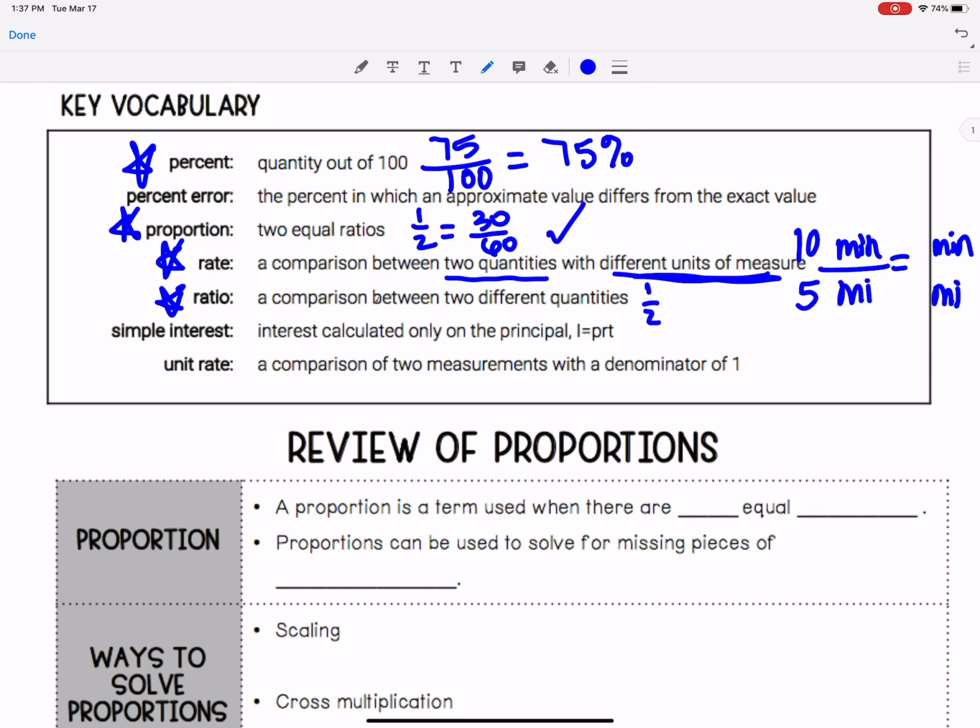And then unit rate is a comparison of two measurements with a denominator of 1. So that means, how much does one thing cost, or anything that has 1 as the denominator. So I know each cookie that I buy is going to be $2, so the price per cookie would be $2. That's just another quick example. It's anything that has a denominator of 1. The reason I really wanted to go over unit rate is because a lot of people forget what unit rate means. It's just when your fraction has the denominator of 1.